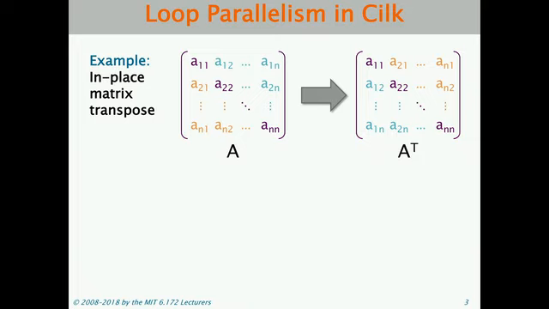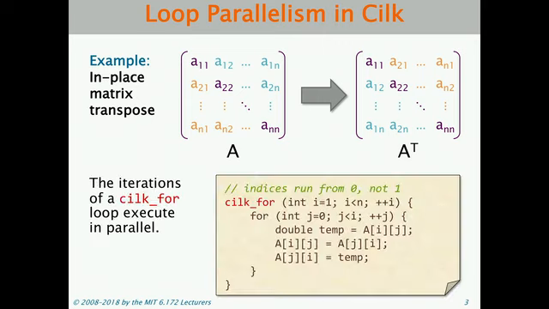Also, we talked about this example where we wanted to do an in-place matrix transpose. And this used the cilk_for keyword. This says that we can execute the iterations of this cilk_for loop in parallel. And again, the runtime system is allowed to schedule these iterations in parallel, but it doesn't necessarily say that they have to execute in parallel.